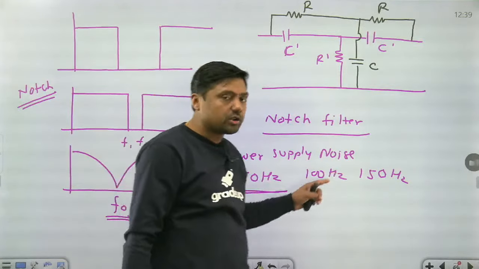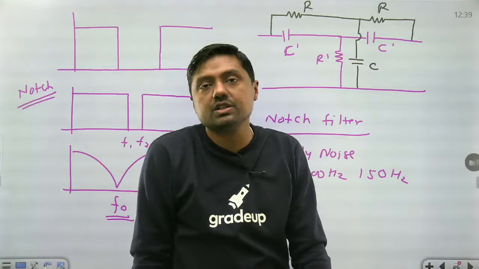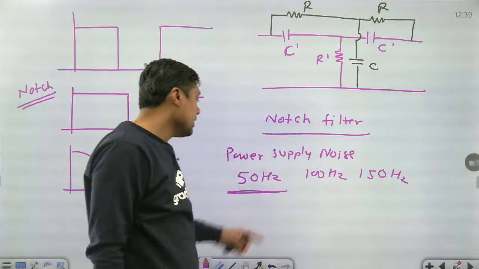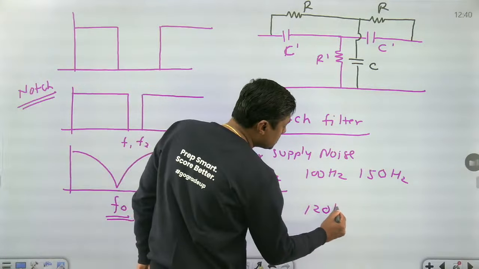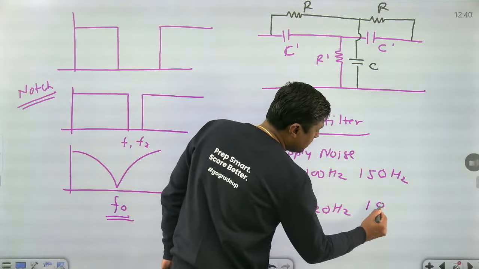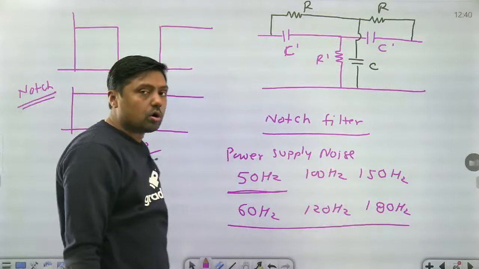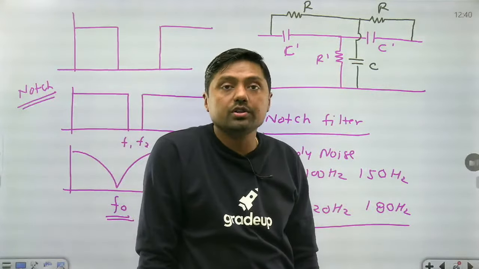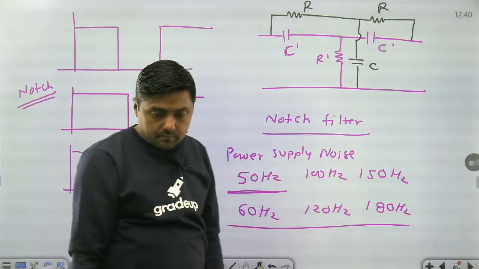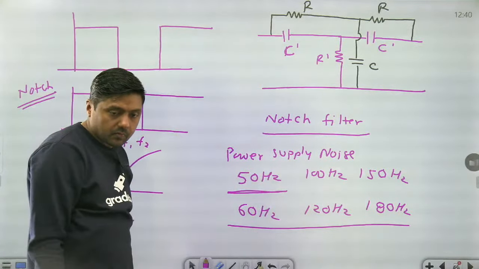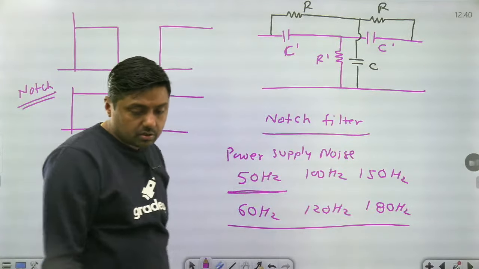We have to reject all these frequencies because they are noise, and that's why we are using this type of filter to reject them. In America it will be 60 hertz, 120 hertz, 180 hertz. These are the noise, and these are called notch frequencies, and we want to reject them. To reject noise.